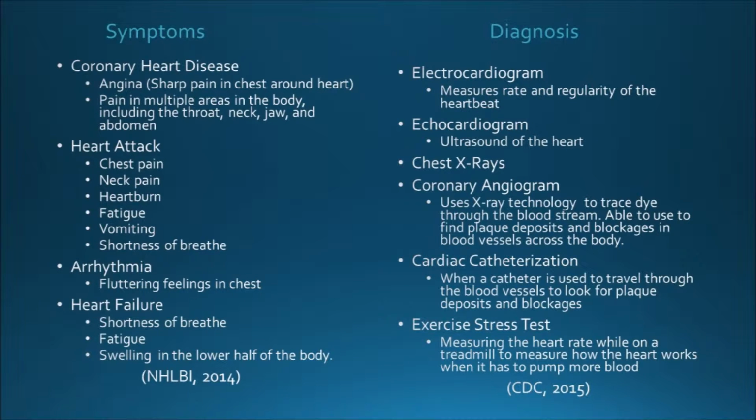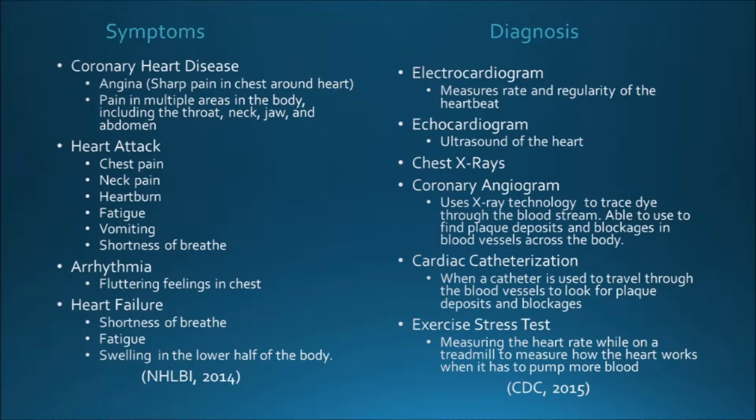What are the symptoms of heart disease? There are multiple kinds, so we'll go over a few. Coronary heart disease symptoms include angina, which is sharp pain in the chest around your heart, and pain in multiple areas in the body, including the throat, neck, jaw, and abdomen. Symptoms for a heart attack include chest pain, neck pain, heartburn, fatigue, vomiting, and shortness of breath. Symptoms for arrhythmia include fluttering feelings in the chest. Symptoms for heart failure include shortness of breath, fatigue, and swelling in the lower half of the body.